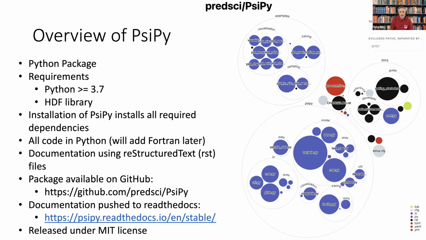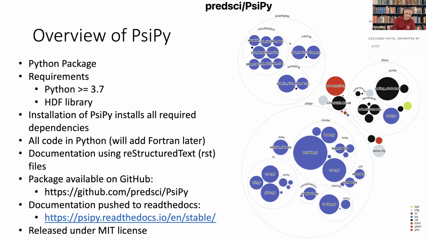To give you a very brief overview of the Psi package, the requirements are very minimal. You just have to have Python greater than or equal to 3.7, and obviously you need the HDF libraries as well. The installation is very simple, and it should take care of all the dependencies that are necessary, like AstroPy. All the code is written in Fortran. We just added a Fortran tracer, and as we go forward, we'll probably add quite a bit more Fortran code, because that's the way we developed our tools, and it's also probably much more computationally efficient to do it that way rather than recoding it in Python.